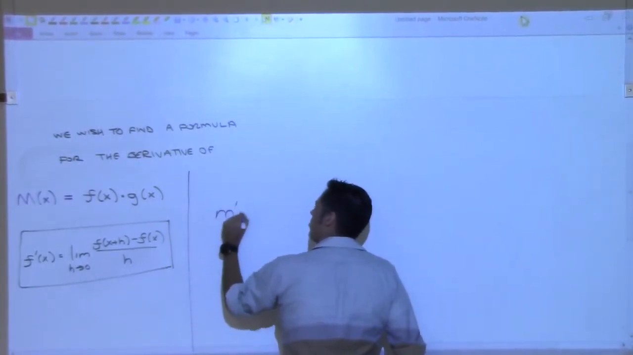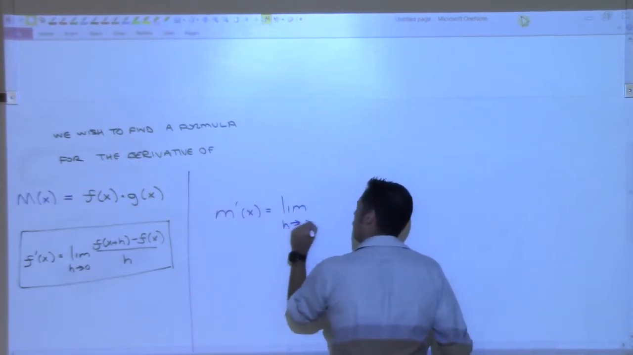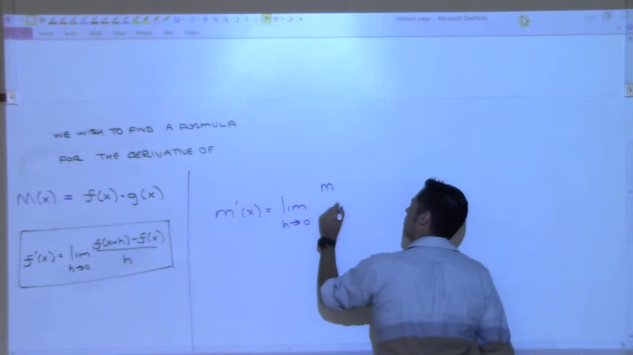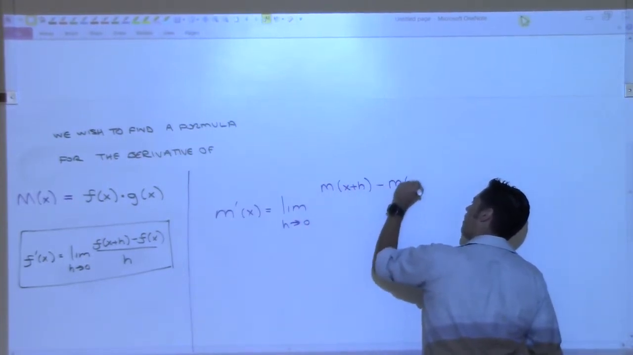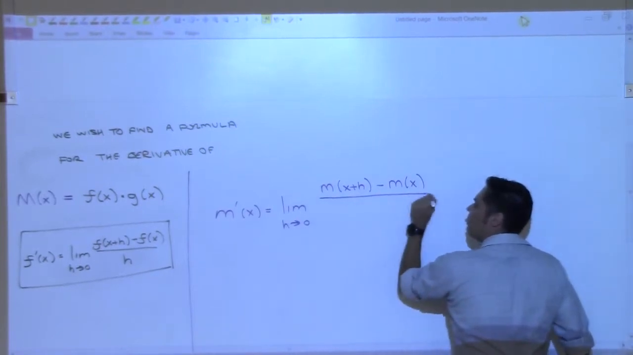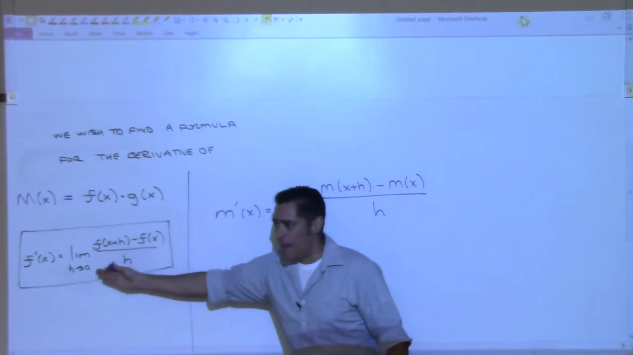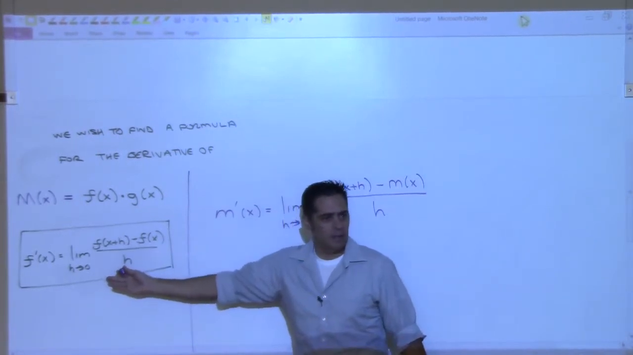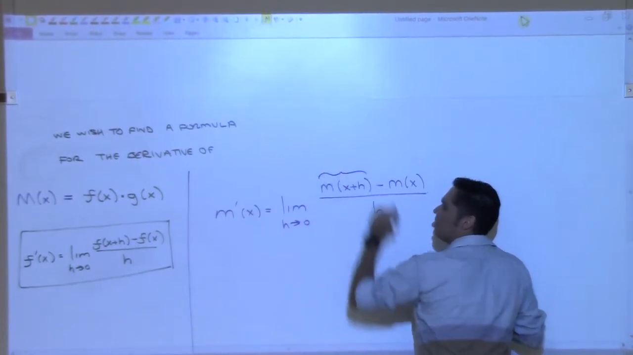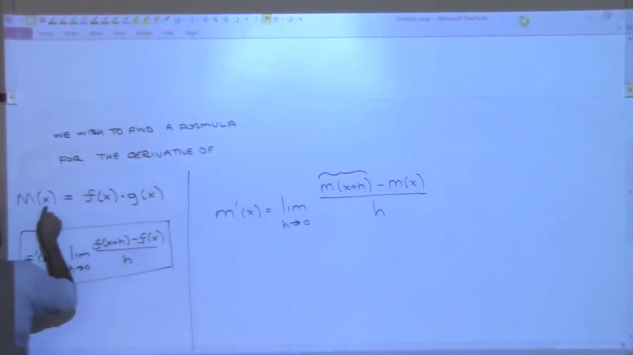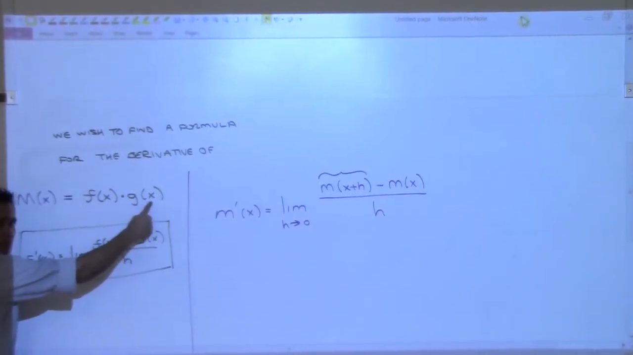The derivative of capital M of x should be the limit as h goes to 0 of capital M of x plus h minus capital M of x, all over h, right? That's what it is. Just using that formula, we're using capital M instead of little f. Agree? Now, what is this right here? If I tell you to plug x plus h into here, that means you're going to plug x plus h here and here, right?